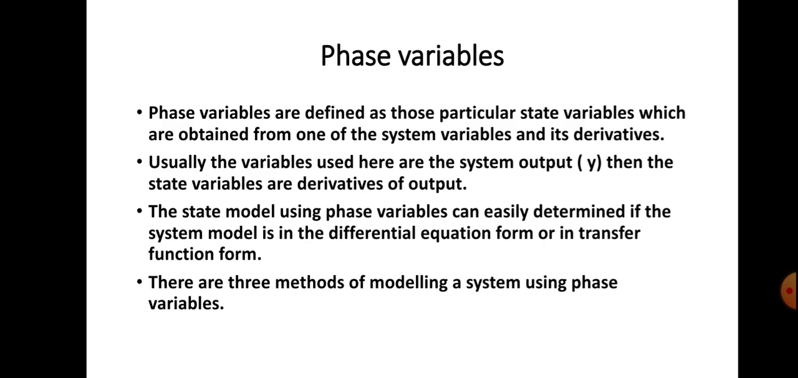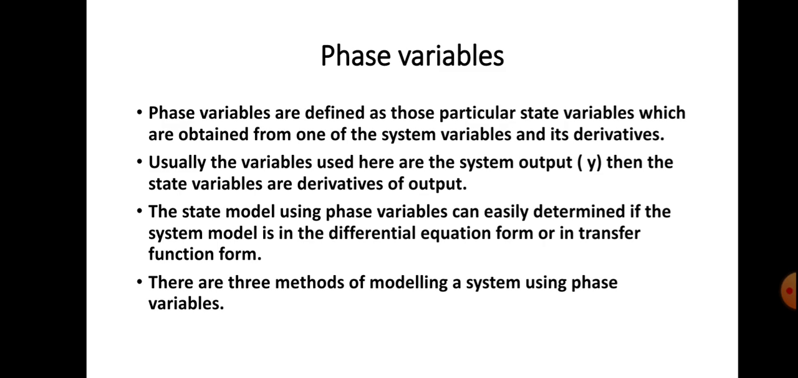You will be given differential equations governing the system. Those differential equations will be in terms of the output quantity, that is, in the differential equation there will be d square y by dt square, d cube y by dt cube, etcetera. So that means derivatives of the system output will be given. Here the output is represented by y. So we will take the state variables, that is, x is the state variable and x dot is the first derivative of x. So the state variables are derivatives of the output. So we will take x in terms of derivatives of y.